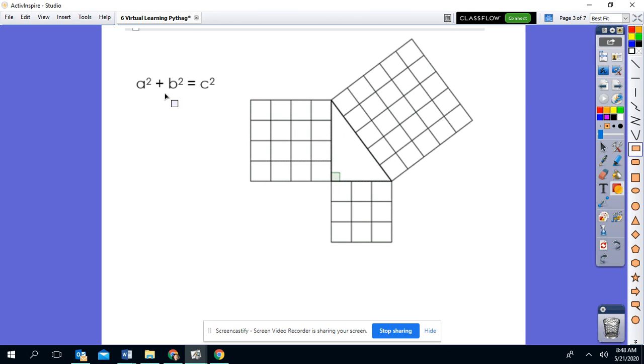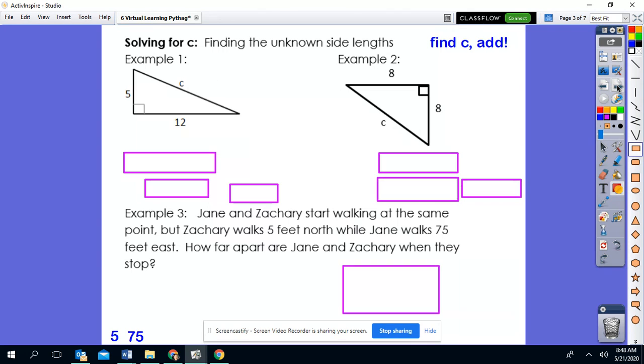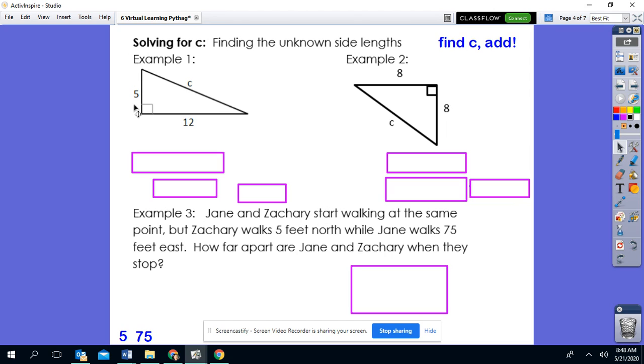That's our C side. So we're going to use the formula A squared plus B squared equals C squared. So let's look at a few examples. So these first three examples, we are trying to find that missing C side. So we are given our two legs. Well, anytime we're trying to find C, we have to use the equation to add.